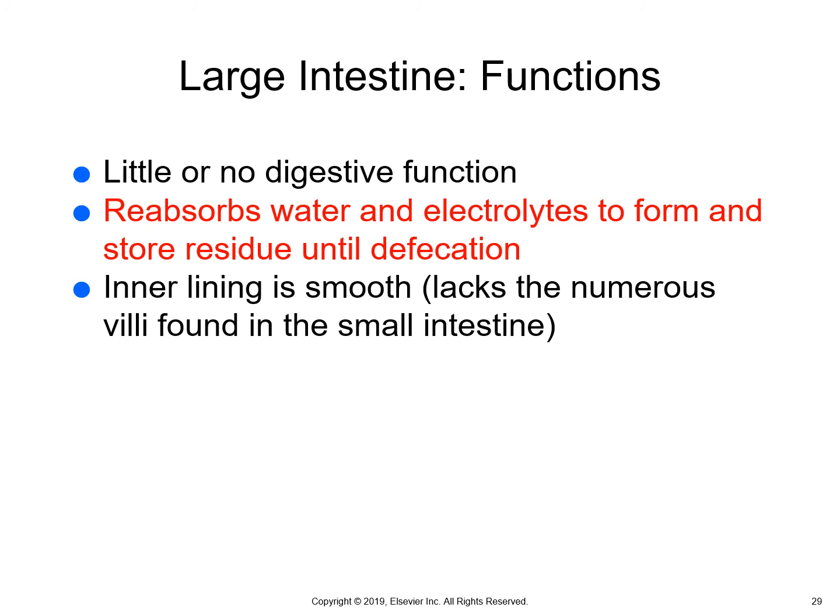It has little to no digestive function. Everything's kind of been, the nutrients have been absorbed. The purpose of the large intestine is to reabsorb the water from the waste and the electrolytes needed to form and store residue. So basically it's kind of pulling the water out and forming the feces, which is a firmer, more solid form of waste. The inner lining of the intestine does not have the villi like we had in the small intestine, which enabled that absorption of nutrients. It's more smooth to allow for this waste to pass.